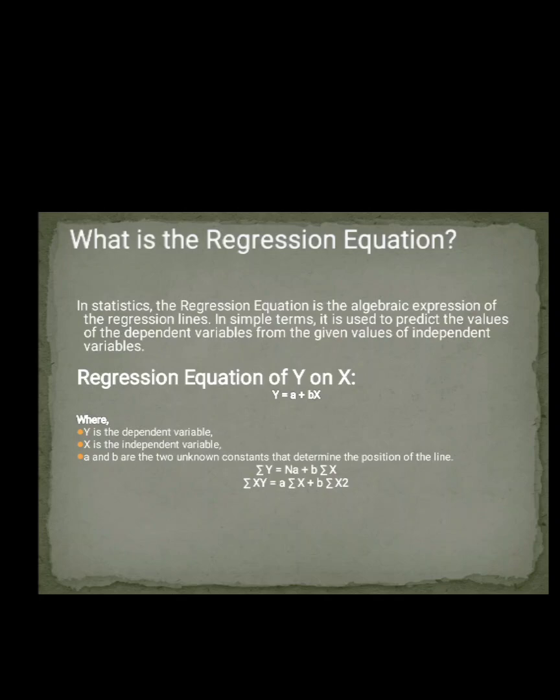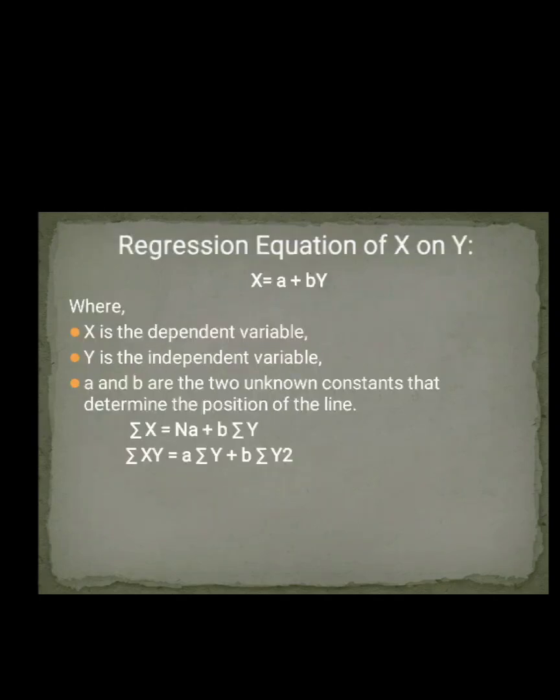Summation of y equals na plus b summation of x. Summation of xy equals a summation of x plus b summation of x square. Regression equation of x on y: x equals a plus by, where x is the dependent variable and y is the independent variable.